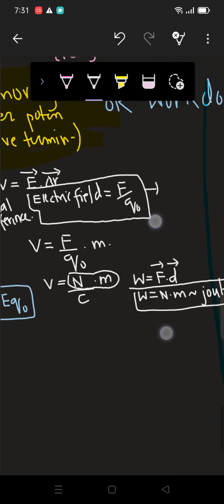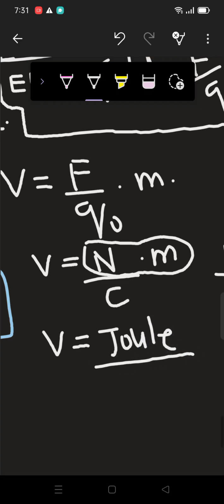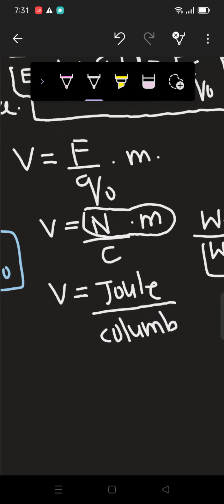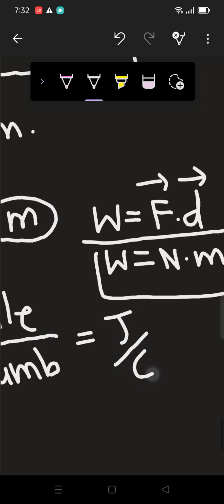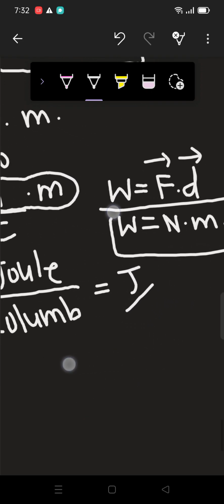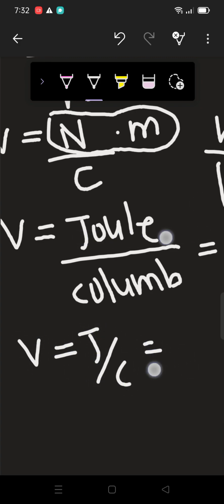So now instead of this Newton meter, I can easily write, with no doubt, joule per coulomb. Now this joule per coulomb is equal to what? This joule per coulomb is finally equal to volt.